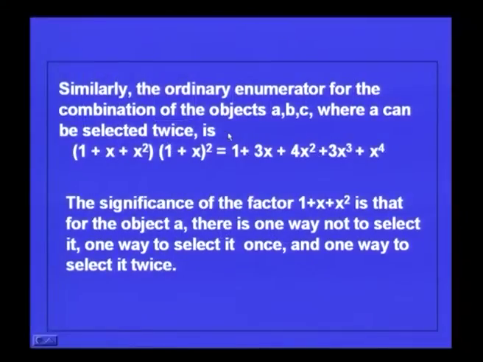The coefficient of x squared represents it like this. Like this you get the coefficient of x cubed and x power 4 also. The significance of the factor 1 plus x squared is that for the object A, there is one way not to select it, one way to select it once, and there is one way to select it twice. That is what is meant by this expression 1 plus x squared.